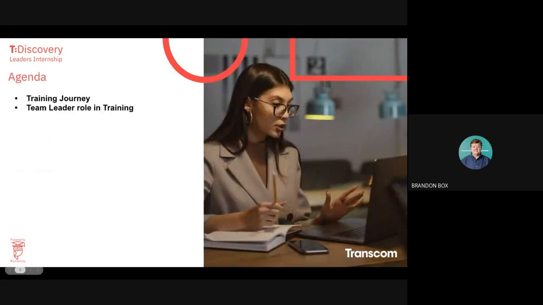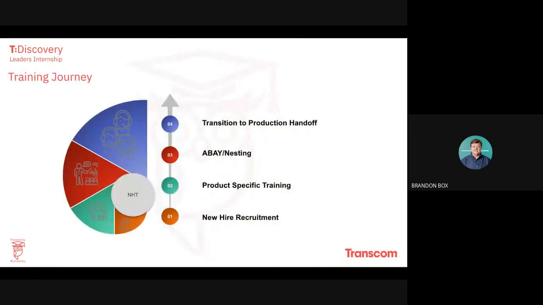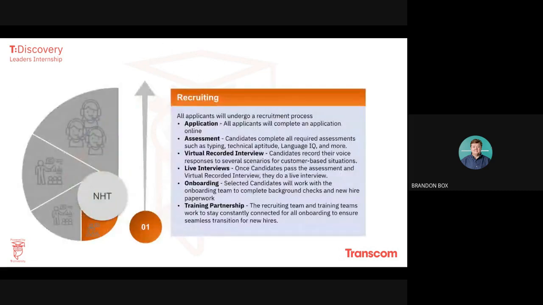Today, we will discuss the training journey for new hires and the team leader's role in training. First, let's discuss the training journey. So, the training journey consists of four parts: the new hire recruitment, the product specific training, ABA/nesting, and the transition to production handoff.